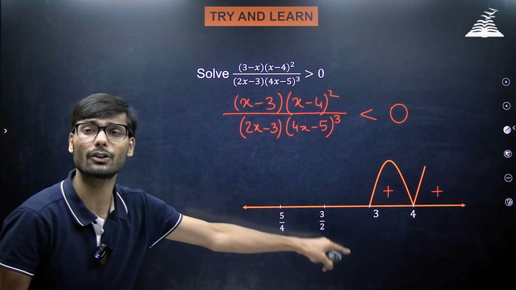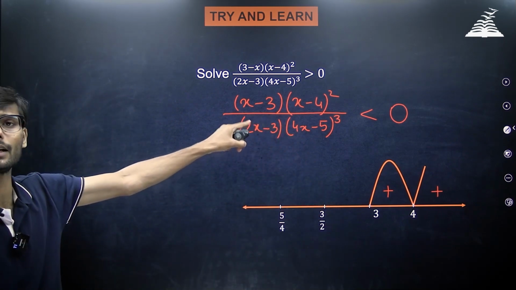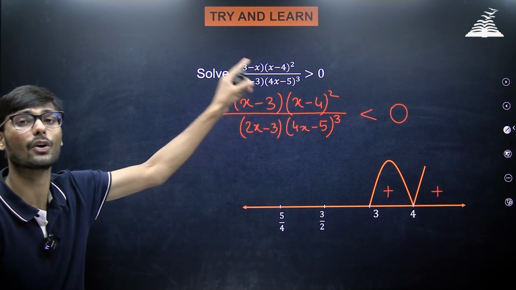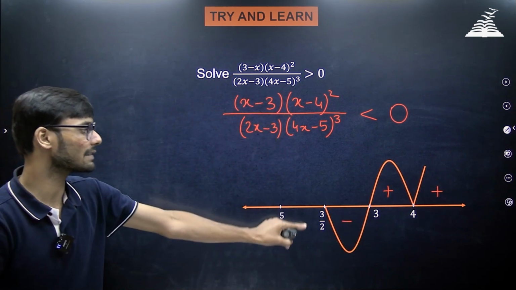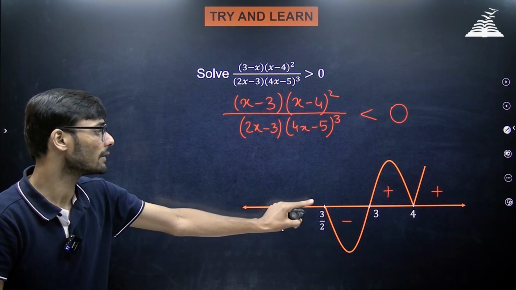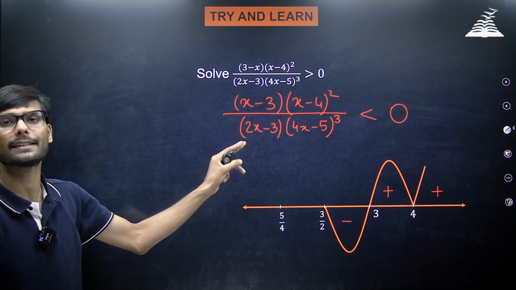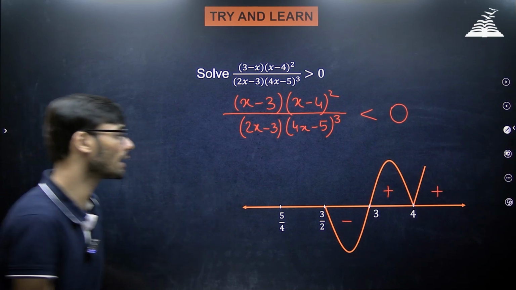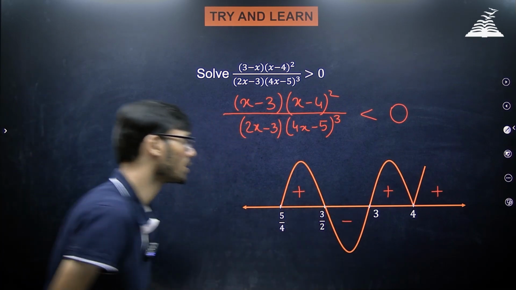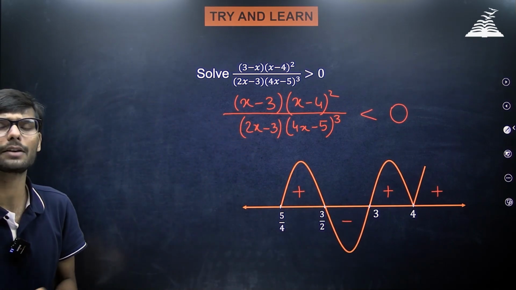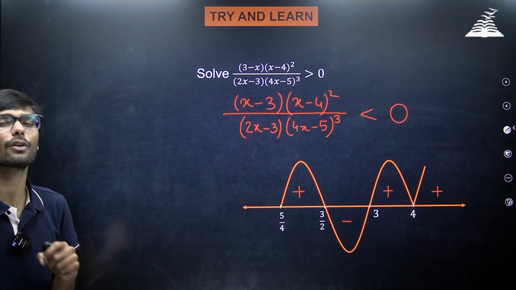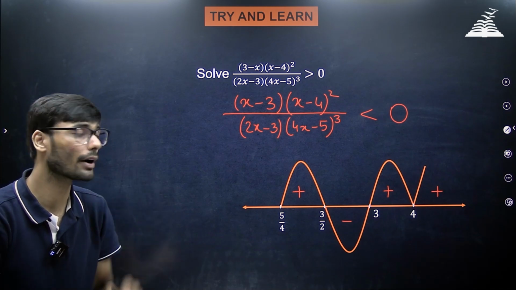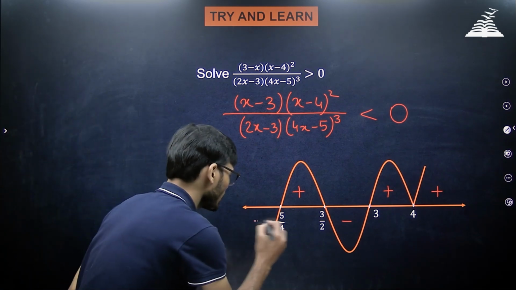Now we are standing at 3, which is the zero of x minus 3. x minus 3 has power 1, so the sign is going to change here. Now we are standing at 3 by 2, which is the zero of 2x minus 3. It has power 1, odd number, so the sign is going to change. Now we are standing at 5 by 4, which is the zero of 4x minus 5, and the power of 4x minus 5 is an odd number, so the sign is going to change.